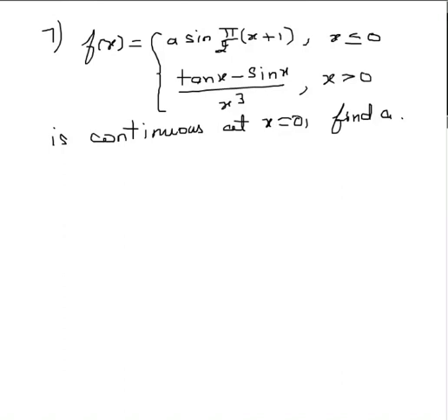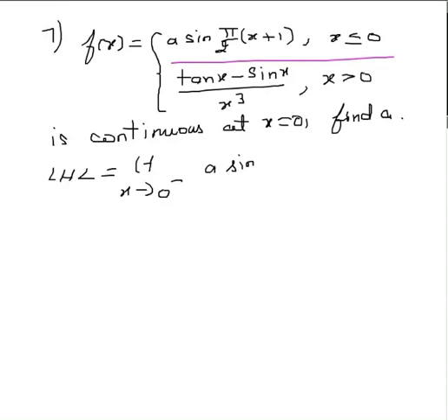Next question, f of x definition is given and it is continuous at x is equal to 0. We have to find the value of a. Let us first find LHL. Limit x extending to 0 minus. We are checking the continuity at 0. I have to use the less than 0 definition, this definition.